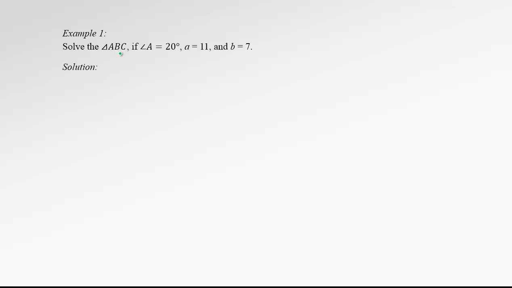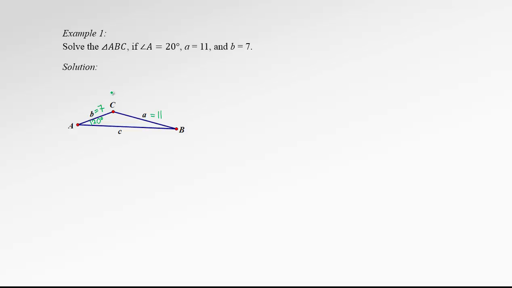Suppose we want to solve the triangle with given angle A of 20 degrees, side A 11 units and side B 7 units. We can sketch the approximate triangle. Here's the 20-degree angle A. That's this one. Side A, which is opposite, is 11 units, and side B is 7 units. What we don't know is side C, angle C, and angle B.